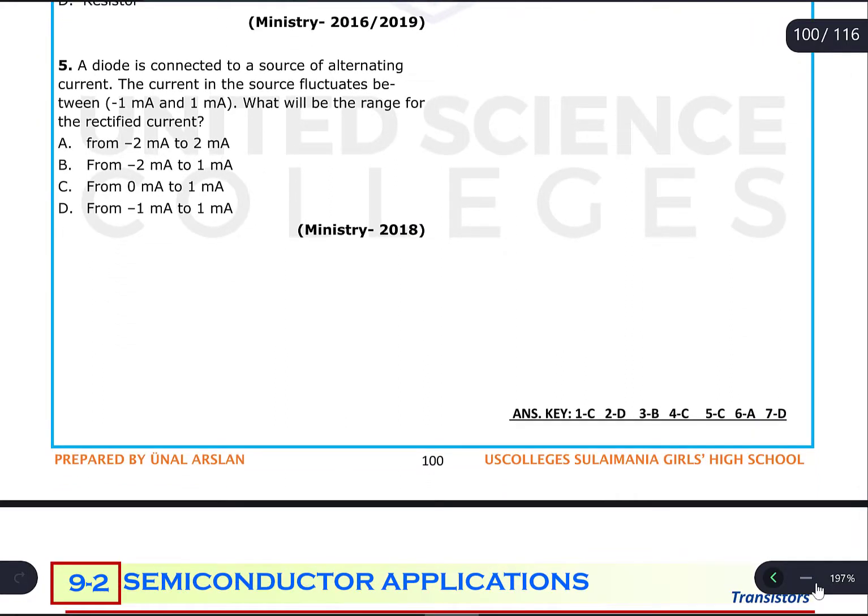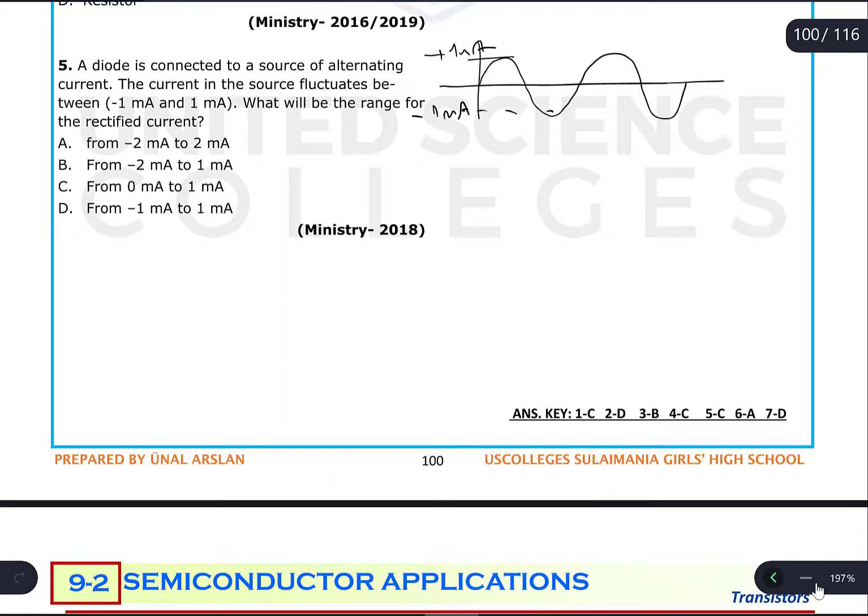Question number 5. A diode is connected to a source of alternating current. So the current in the source fluctuates between -1 and +1 milliampere. What will be the range of the rectified circuit? So if the electric current, AC current, is changing between two maximum values, one of them is positive maximum, +1 milliampere, the other one is negative maximum, -1 milliampere.